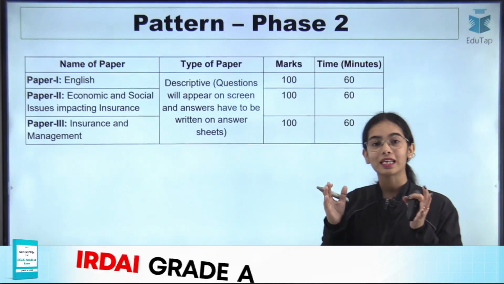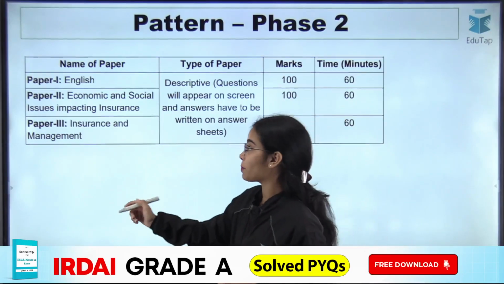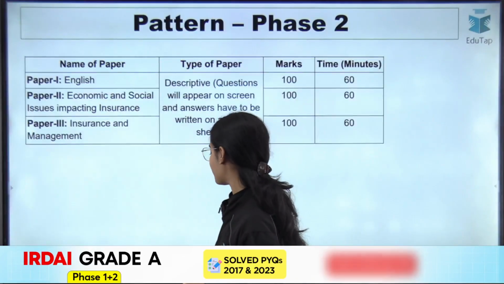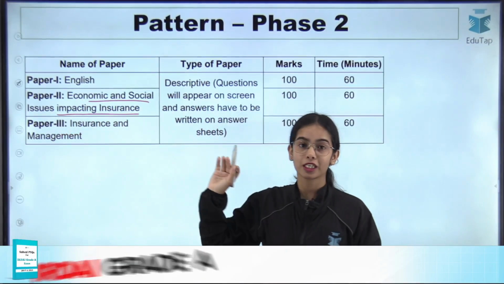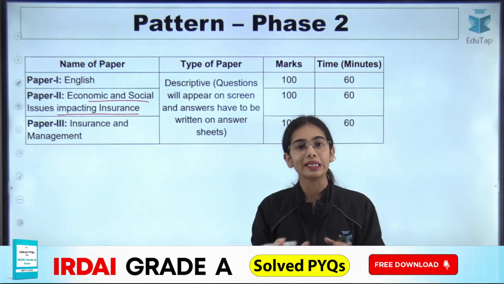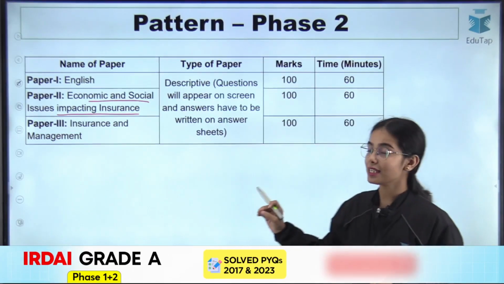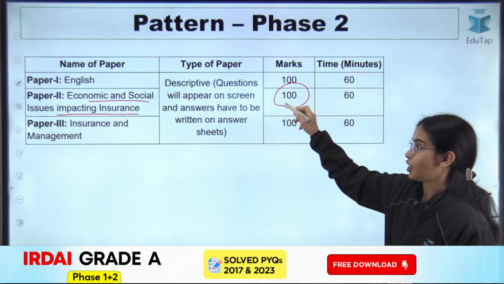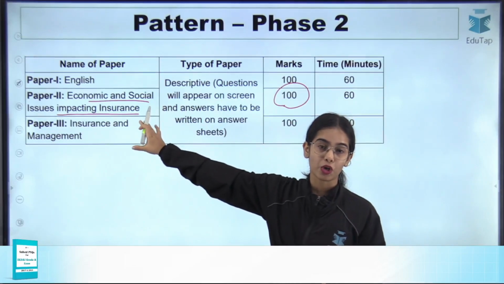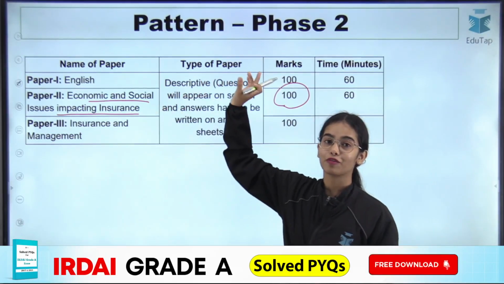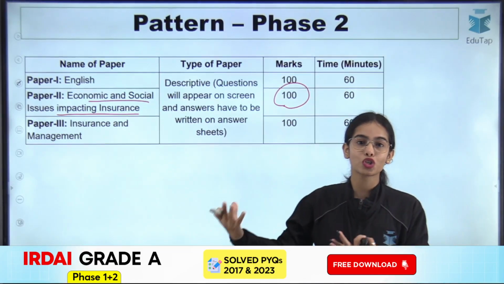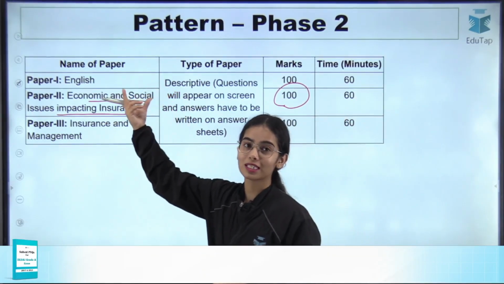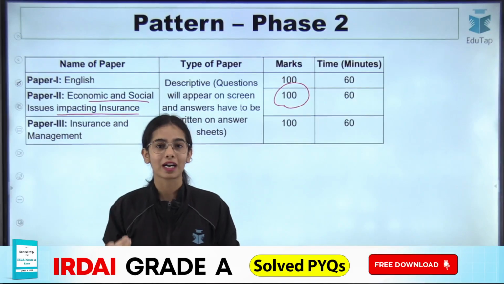So as you know, in Phase 2, there are three papers, Paper 1, Paper 2 and Paper 3. Paper 2 is your Economic and Social Issues Impacting Insurance, which is totally descriptive and carries 100 marks. So the ESI Impacting Insurance is a very important component in Phase 2, and in today's session we are going to understand the approach for this Paper 2, Economic and Social Issues Impacting Insurance.